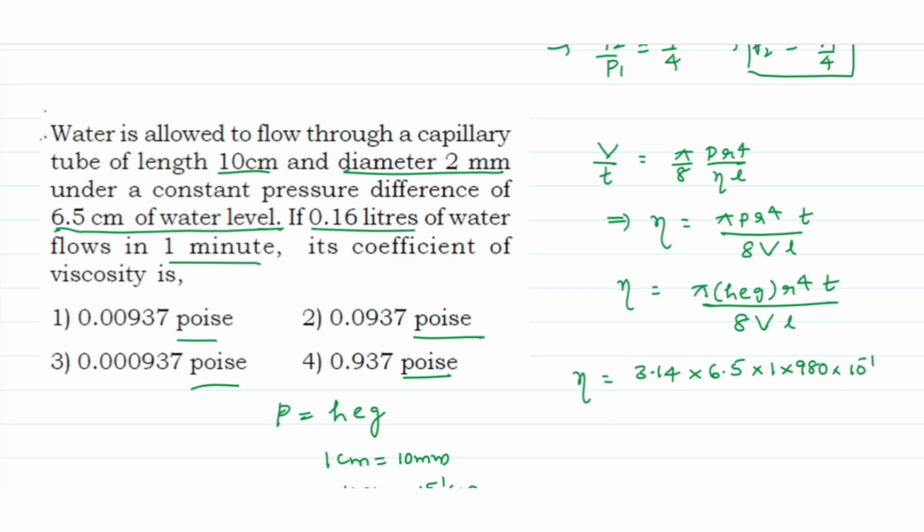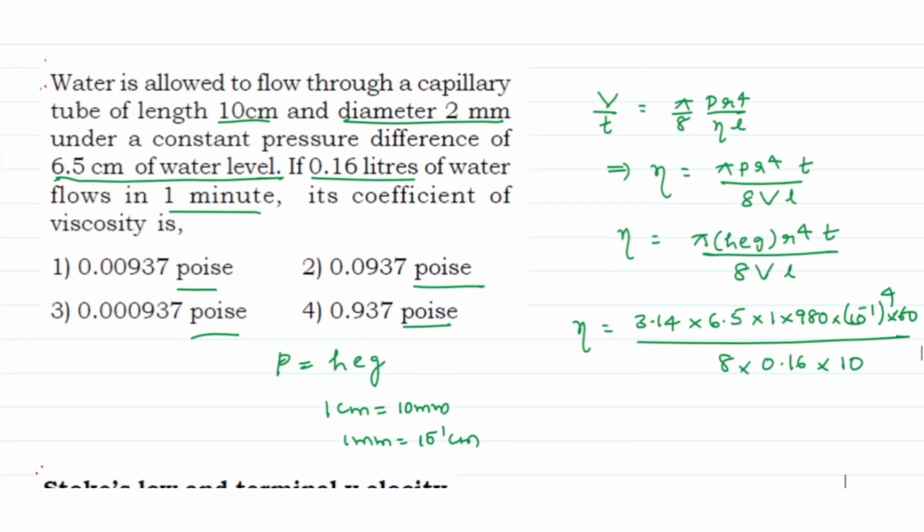I am just converting the radius into centimeters. So (10 power minus 1 centimeter) whole power 4, into time, which is given as 1 minute, that is 60 seconds, by 8 into the volume of the liquid, which is 0.16 liter, right? You just keep it like that. Length is given as 10 centimeter, right? You have to keep it like this.